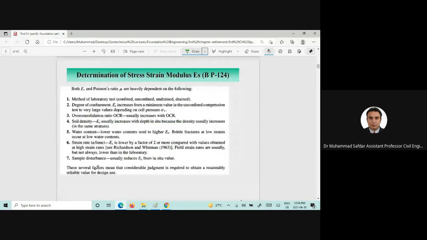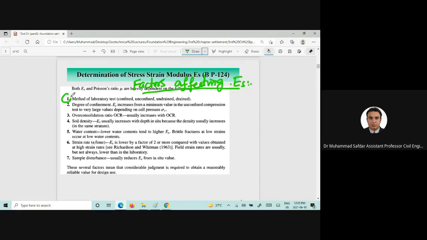Now, in this slide, we are going to talk about the factors affecting the modulus of elasticity. So we will go one by one. First, method of laboratory test.